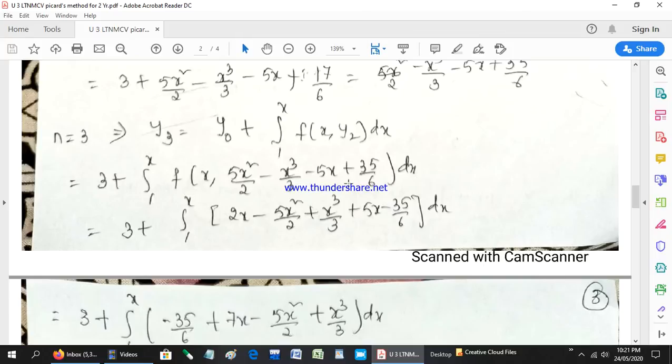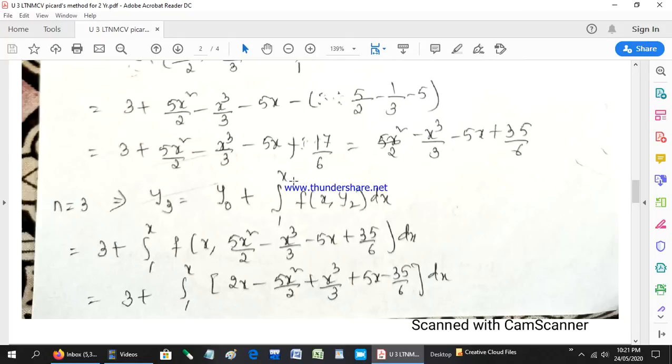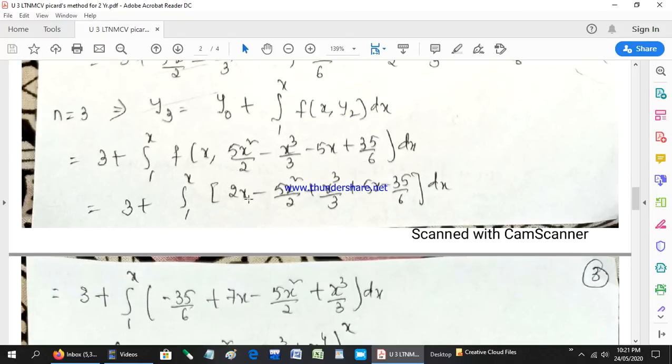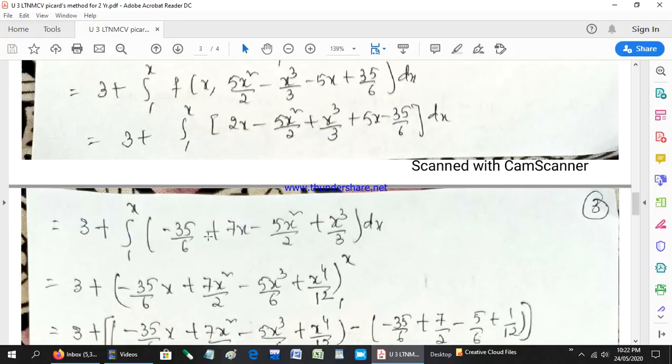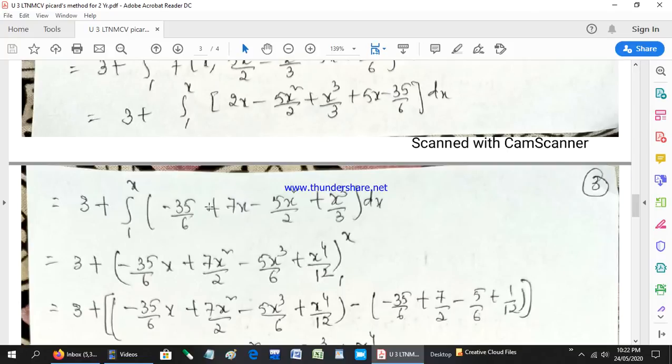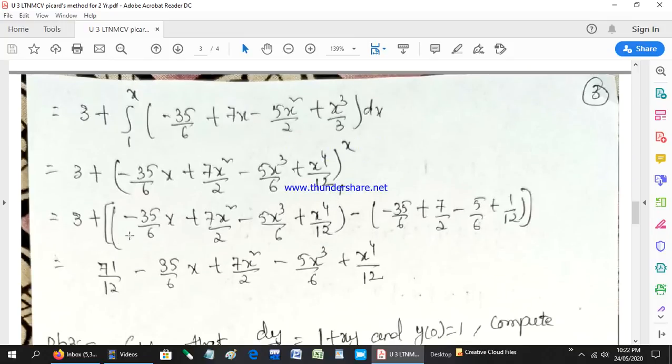So now again this is of the form f of x y, where y is equal to this value, but we have f of x y is equal to 2x minus y. So 2x minus this value, 5x square by 2 plus x cube minus of minus, so that gives you this value. So this integration from 1 to x, so 7x minus 35 by 6 minus 5x square by 2 plus x cube by 3. So this integration with respect to x from 1 to x will be given as, substituting the upper limit will be x only, so the function will not change for the upper limit.